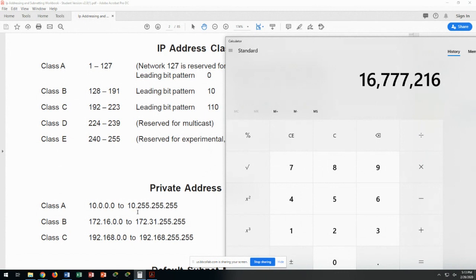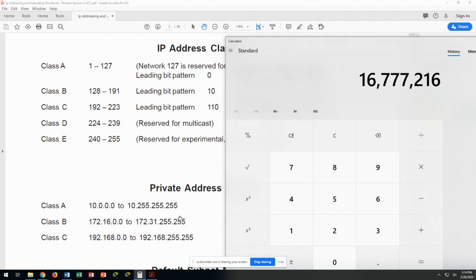The Class B starts at 172.16.0.0 to 172.31.255.255. So it doesn't start at 0. 172.0 to 15 are owned by somebody. They're public. And also 172.32 and above is owned by somebody. So you can only use 16 to 31.